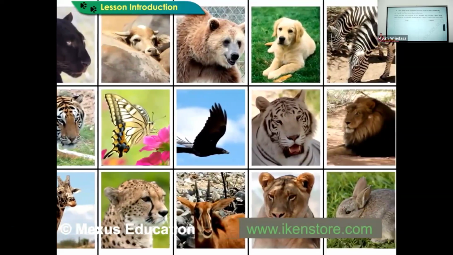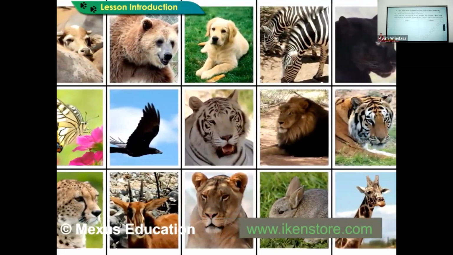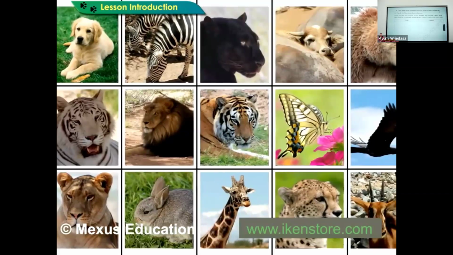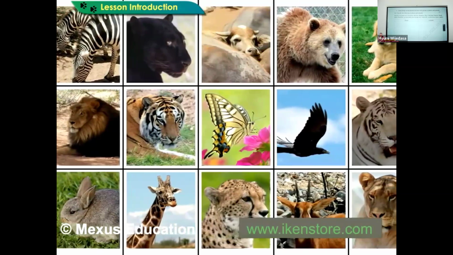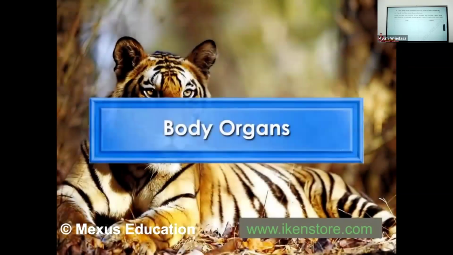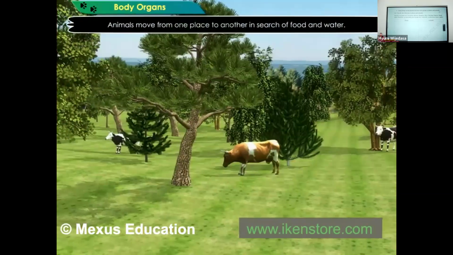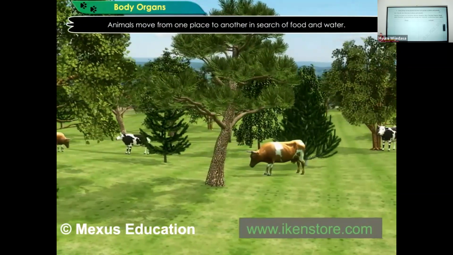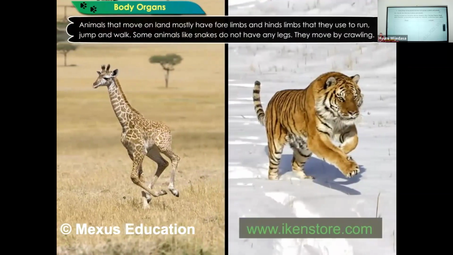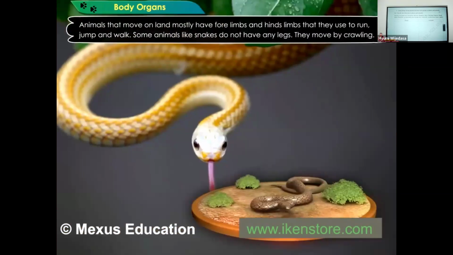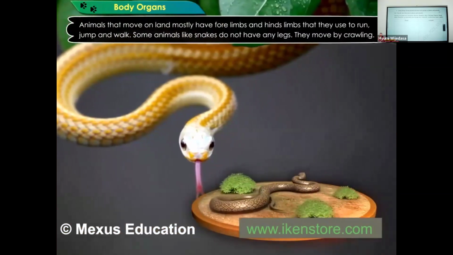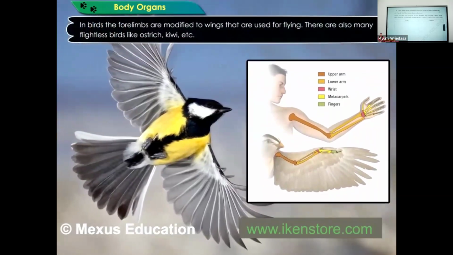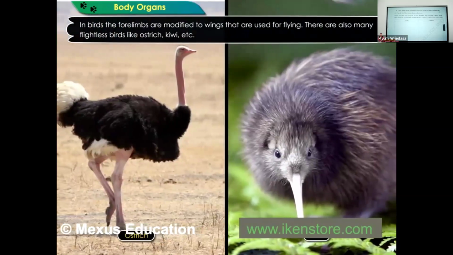The animal world is large and diversified based on their shape, size, eating habits, habitat, method of reproduction, etc. Animals are grouped into different categories. Animals move from one place to another in search of food and water. Animals that move on land mostly have forelimbs and hind limbs that they use to run, jump and walk. Some animals like snakes do not have any legs. They move by crawling. In birds, the four limbs are modified to wings that are used for flying. There are also many flightless birds like ostrich, kiwi, etc.